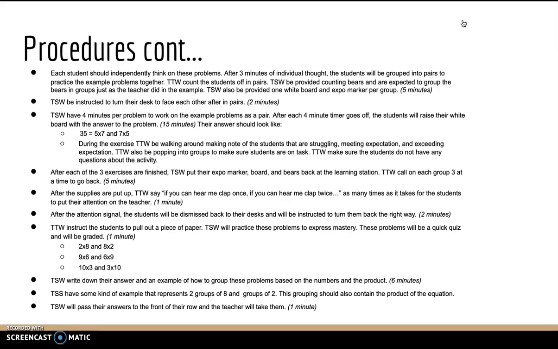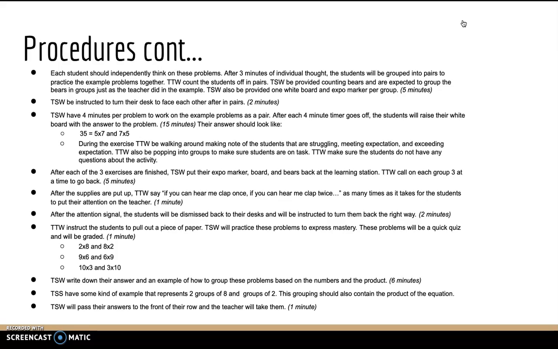So I'm going to instruct the students to pull out a piece of paper. On this piece of paper is going to be how they're going to express their mastery. So those last 6 equations, or it's going to be 3 products total, but 6 equations. They're going to do this quiz style, and then they are going to pass it up to the front when they are finished. On this paper, they should have some kind of example that represents 2 groups of 8, 8 groups of 2, and what the product is of the equation.